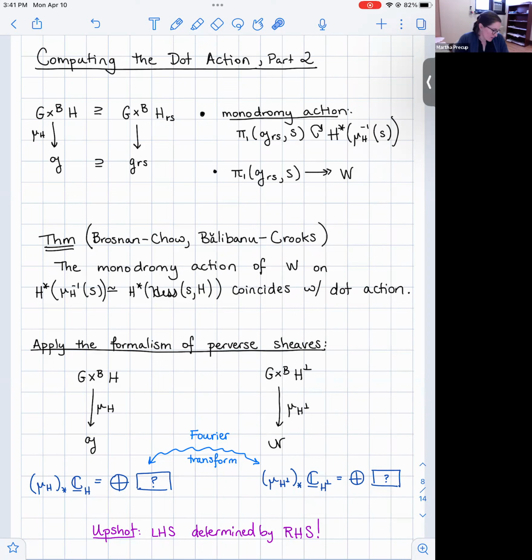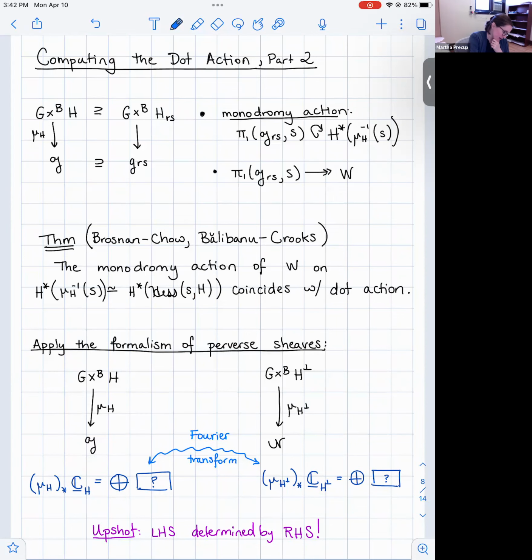So yes, we can view this dot action representation via the monodromy action, and that means that we can apply some formalism from the theory of perverse sheaves. That lets us use the Springer correspondence that we had on the previous slide. So what we do is we have on one side of this picture the G cross upper B of H, mu H floats down to G.